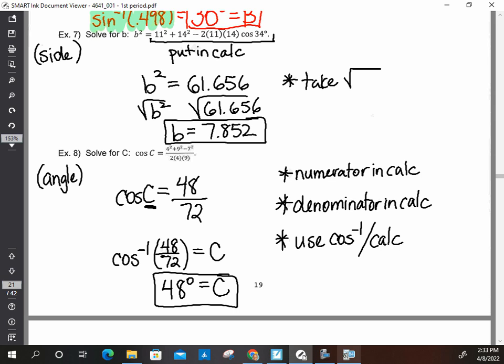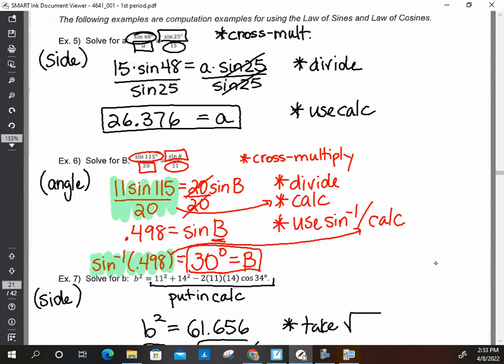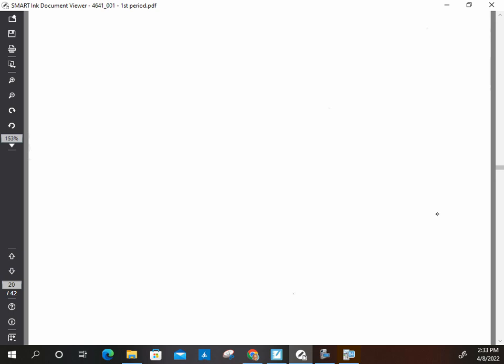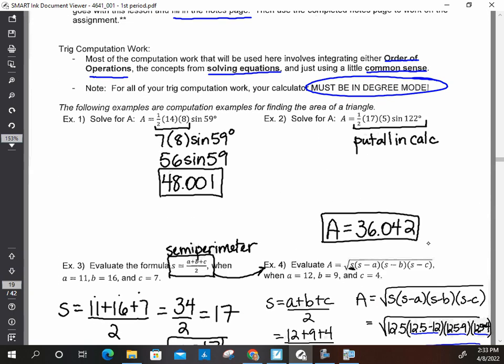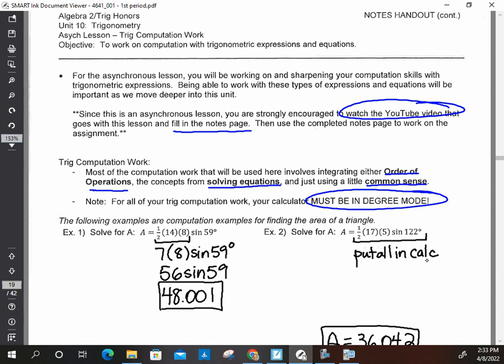So remember, if you're looking for a side, that's 3 decimal places. If you're looking for an angle, you go to the nearest whole number. So not hard concepts to put together. You just have to pay attention to what you're doing. With that being said, this completes your asynchronous lesson for basic calculator practice involving trig.